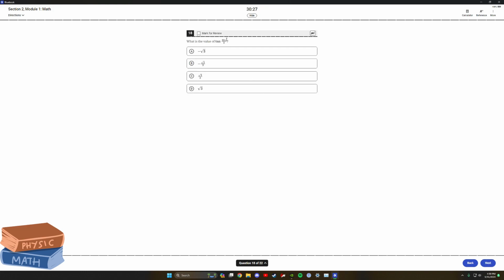Value of tan of 92 pi over 3. So we're going to subtract away as many 2 pi's as we can. 2 pi's is going to be in terms of 6, right? In terms of thirds, 2 pi is 6. So 92 divided by 6 gives us 15.